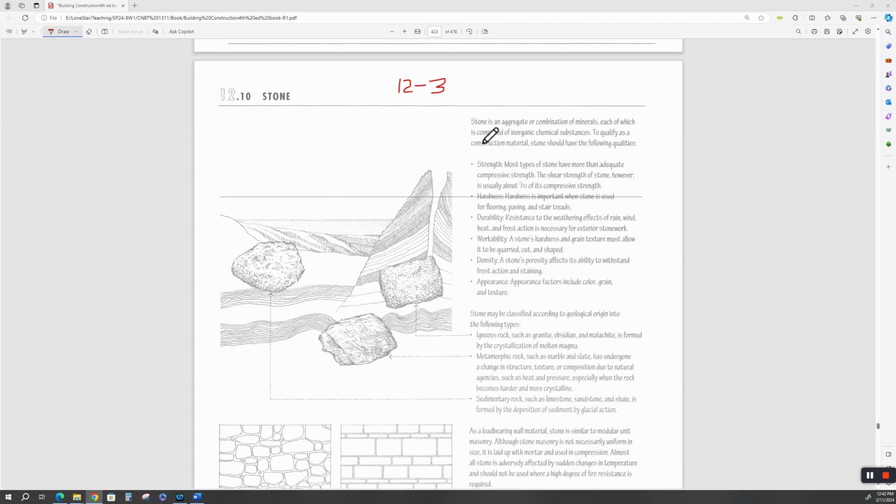Stone. Stone is an aggregate or a combination of minerals, each of which is composed of inorganic chemical substances. To qualify as a construction material, stone should have the following qualities. It's got to have strength, hardness, durability, workability, density, and appearance. And your mileage is going to vary.